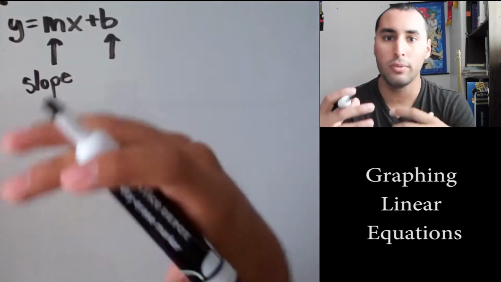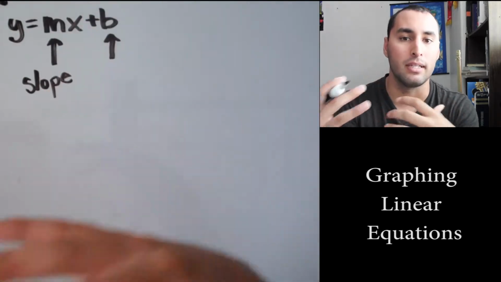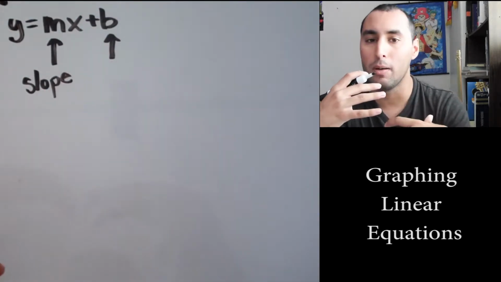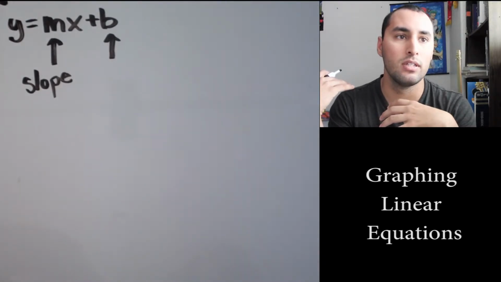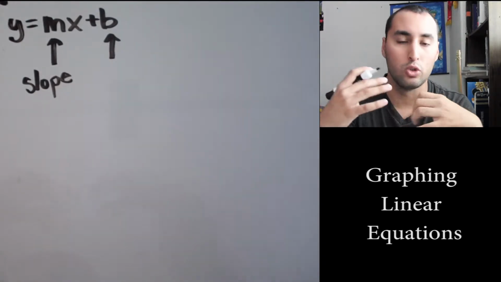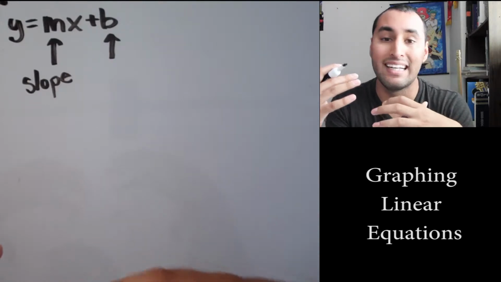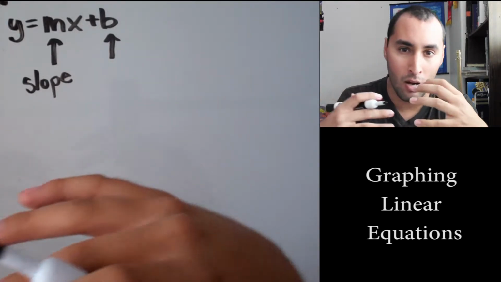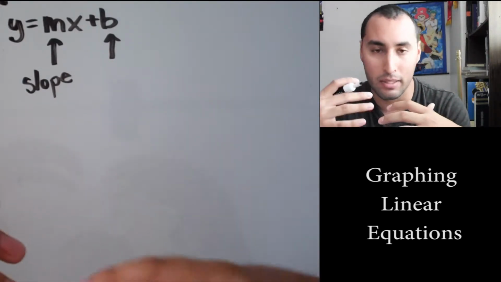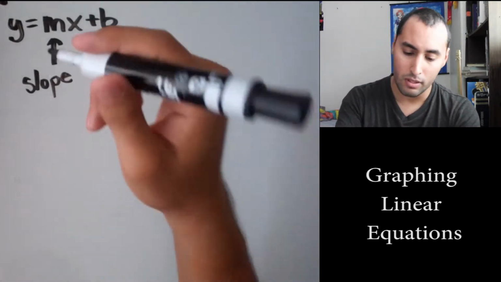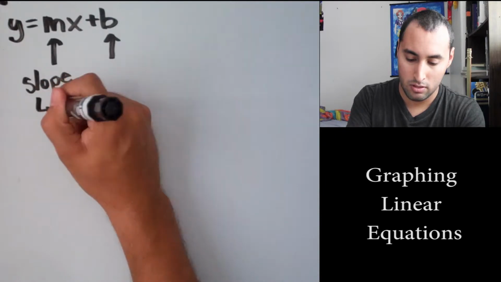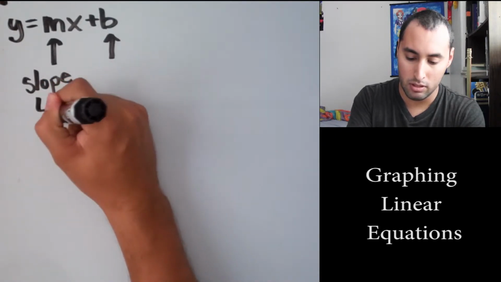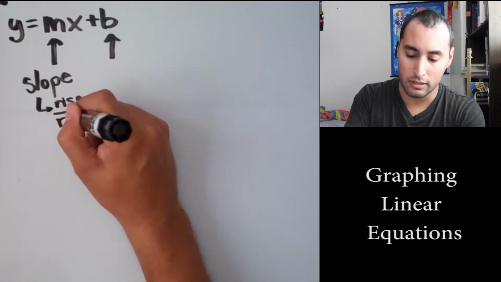So slope just means how steep something is. So you can think of going up a mountain, sliding down a hill, or driving on an incline. Okay. You know, how fast are we going up and down to get somewhere? So slope is rise over run. So how much we're going up and down, and running, how much we're moving side to side.